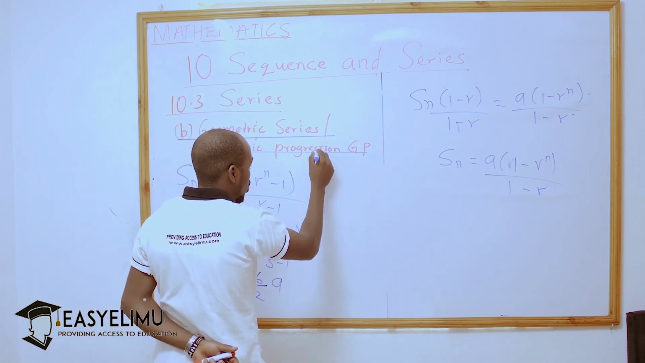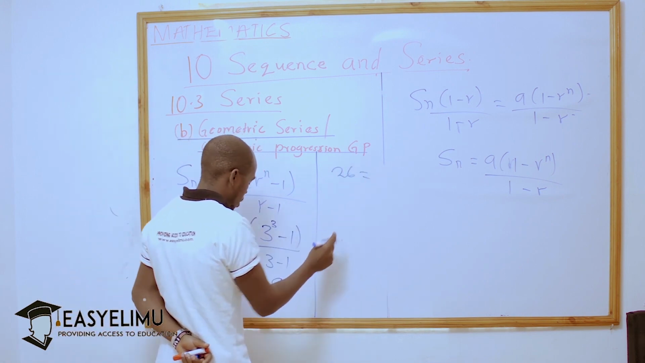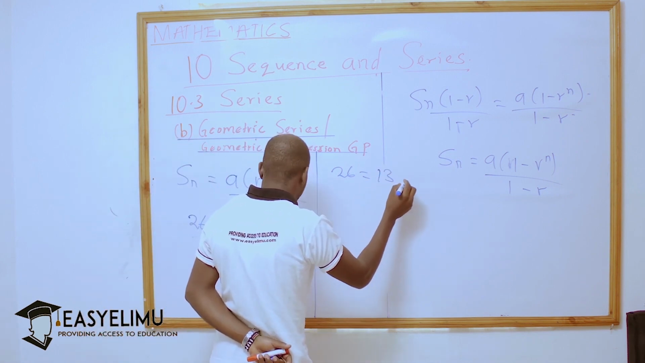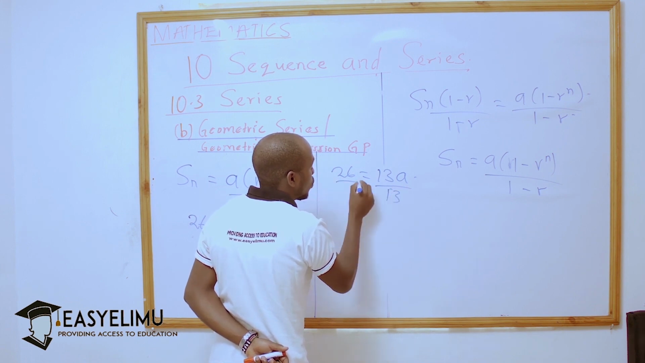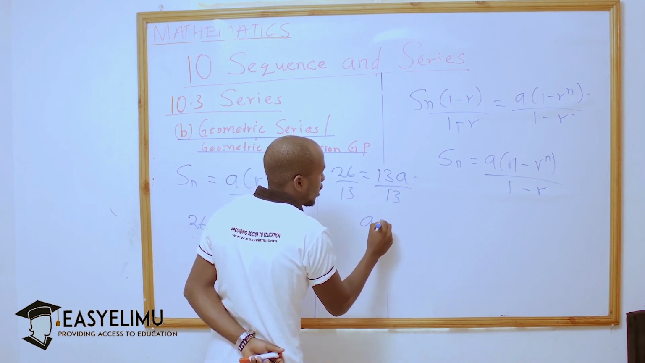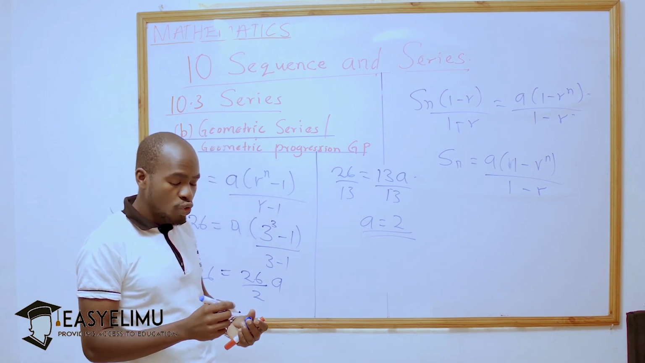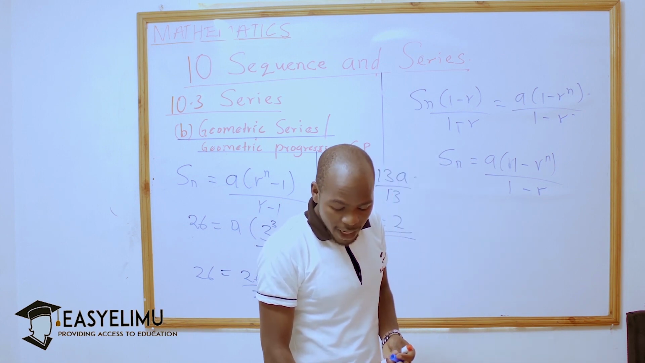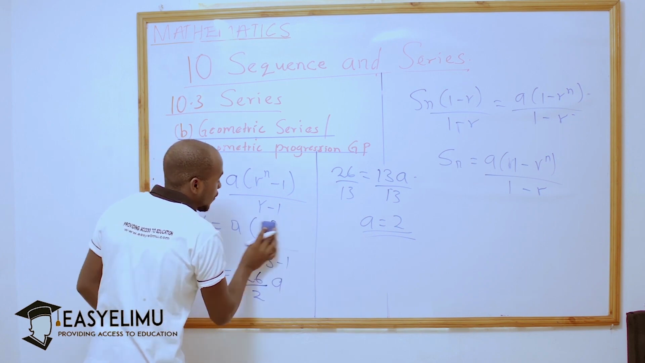So meaning that we are going to end up with 26 is equal to 26 over 2 will get 13A. So meaning A alone is equal to 2. So A equals 2. So we have found that the first term is 2, common ratio is 3. Now find the sum of the first 6. So we need to find the sum of the first 6.